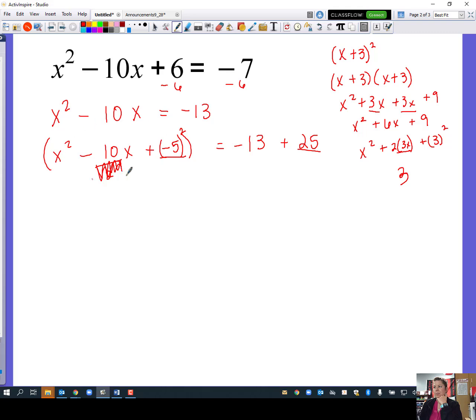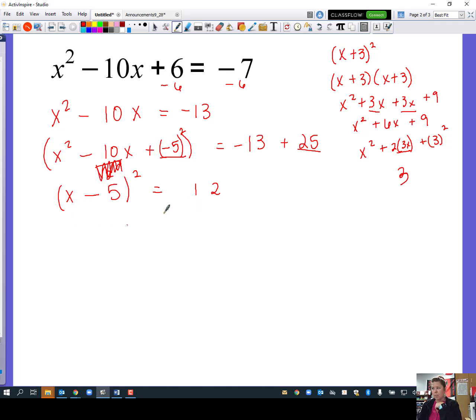What this becomes, as we can see from here to here, is x plus 3. Well, here this is x minus 5, because this one's negative, so it becomes minus 5, and that's squared. It equals negative 13 plus 25, which is 12. And that's where we're going to stop here.